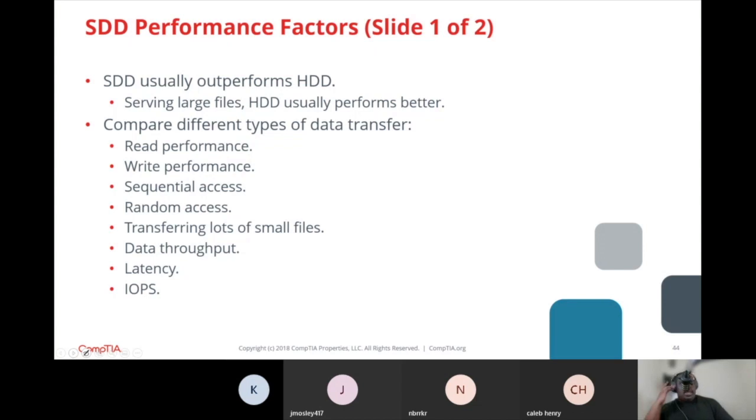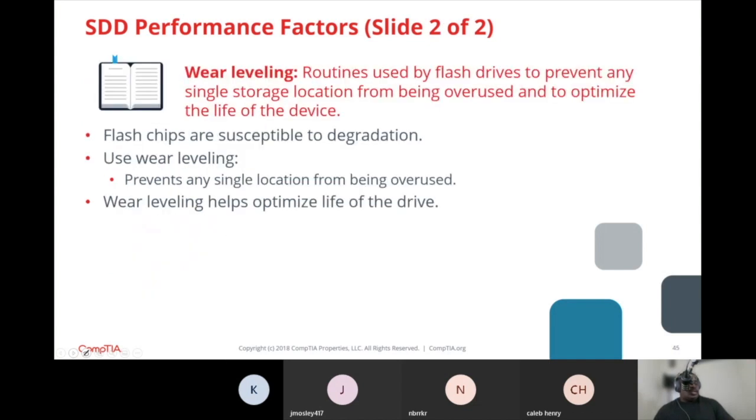Compare different types of data transfer. Its read performance is faster. Its write performance is faster. The sequential and random access is faster. It can transfer a lot of small files. Its throughput is better. Its latency is way better as well.